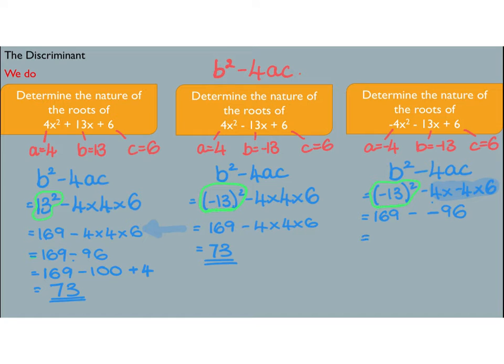So those two minuses together make an add, remember, so we need to be working out 169 plus 96. Okay, so I'm going to add on 100, but that's 4 too many, so I better take them off. So 269 take away 4, 265.